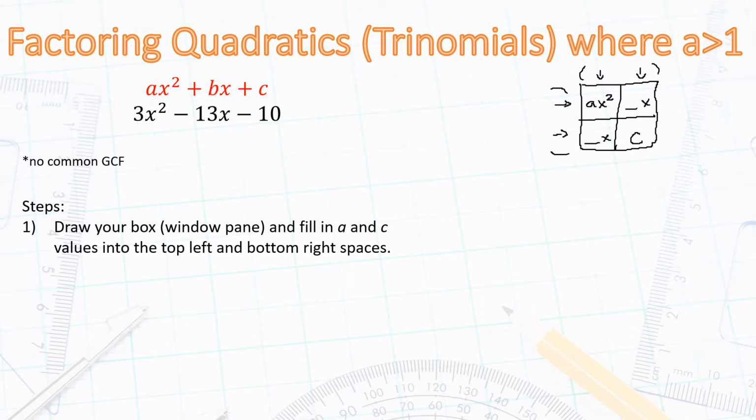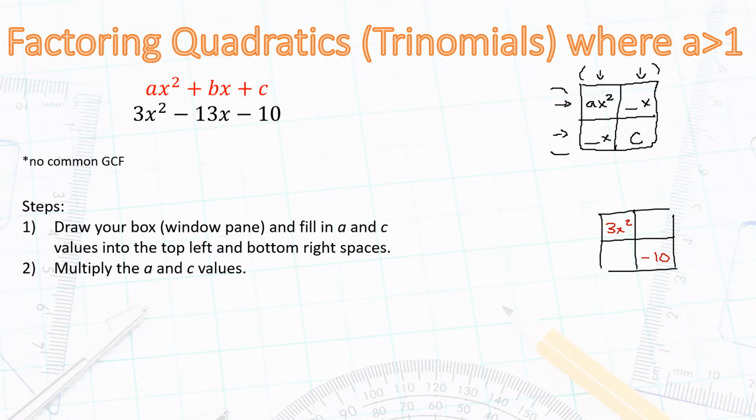So I'm going to do my actual box down here. And we got 3x squared going in the top left and minus 10 going in the bottom right. Step 2, multiply the a and c values together. So a value is 3, c value is minus 10. So we got 3 times minus 10 is negative 30.